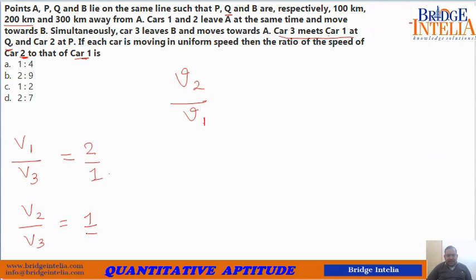So that is equal to 1/2. What we have to find? We have to find V2 by V1. So let's call this equation 1, and this equation 2. Divide 2 by 1. What do you get?